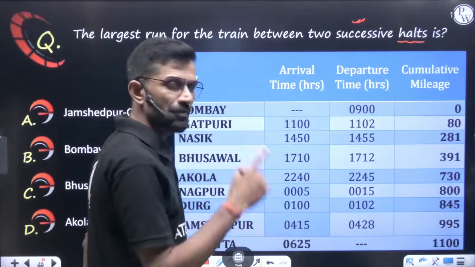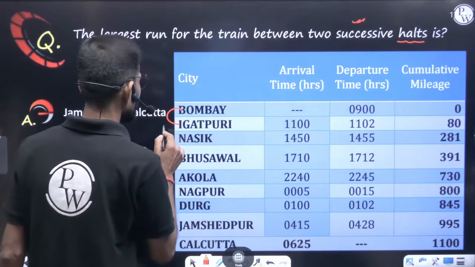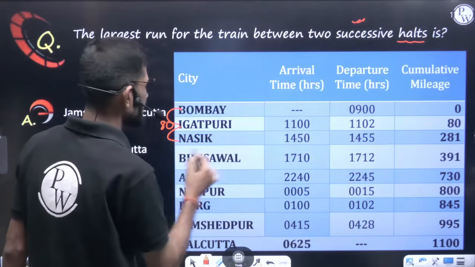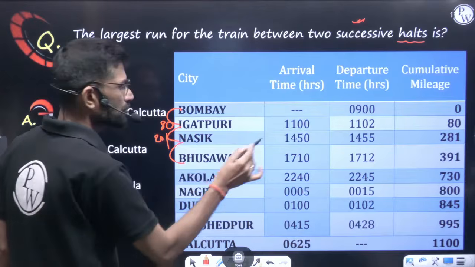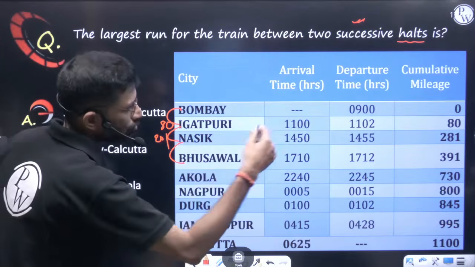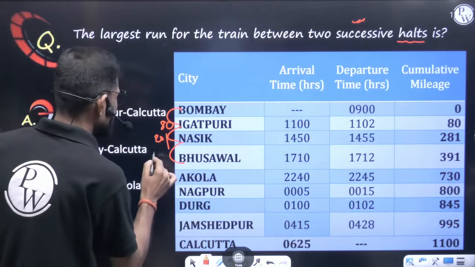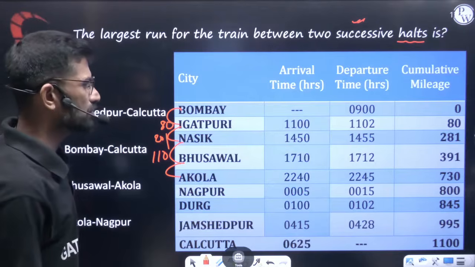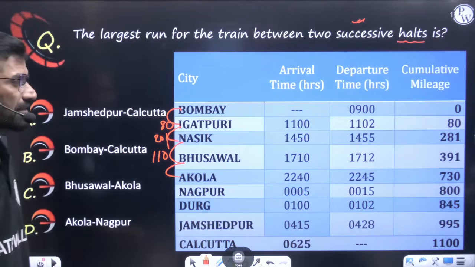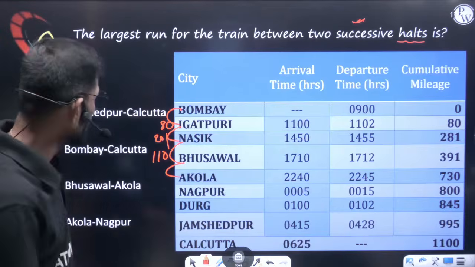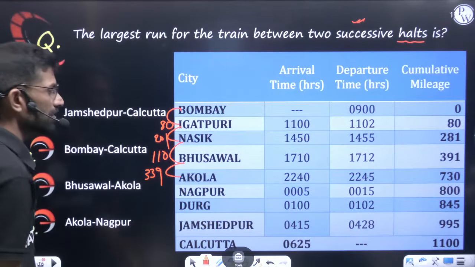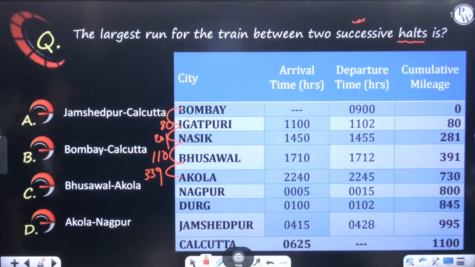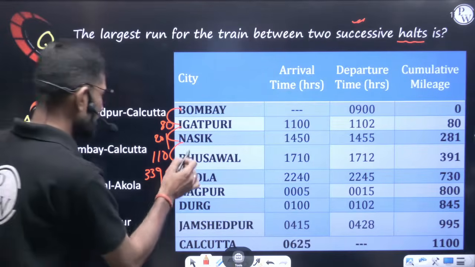Bombay to Igatpuri, as we have seen, is 80 miles. Igatpuri to Nasik is 281 minus 80, that is 201. Nasik to Bhusawal, 281 to 391, is 110 miles. Bhusawal to Akola, 391 to 730, comes to around 339 miles. My dear friend, up till now we can say this is the highest one, Bhusawal to Akola.